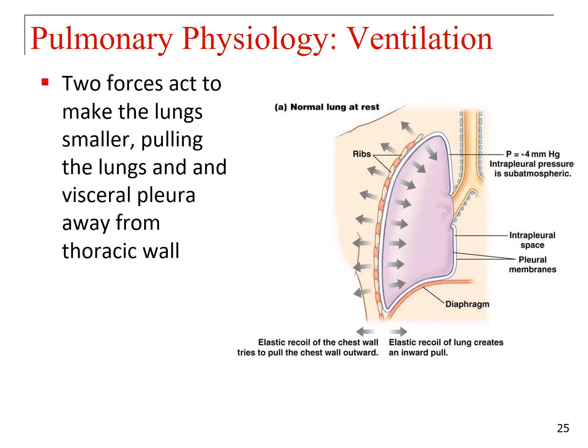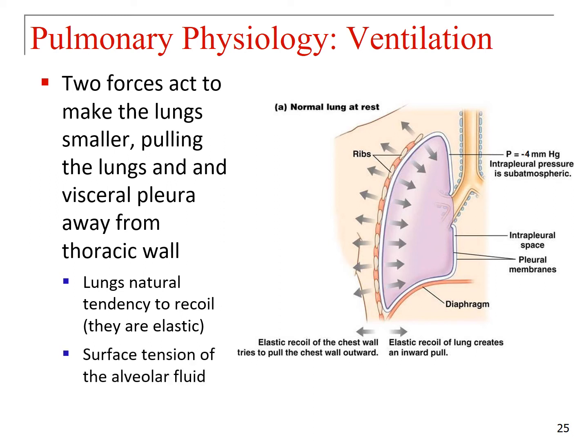Okay, so taking a look at this, there are two forces that act to make the lungs smaller, which pulls the lungs and the visceral pleura away from the thoracic wall. So one thing that causes the lungs to become smaller is that the lungs are elastic, and they're going to basically shrink down the same way that an elastic strip would shrink down. And the second thing is that the surface tension of the alveolar fluid helps keep the lungs a little bit smaller.